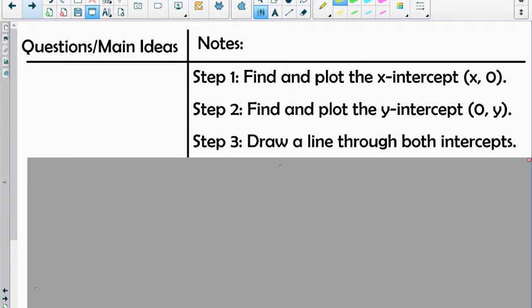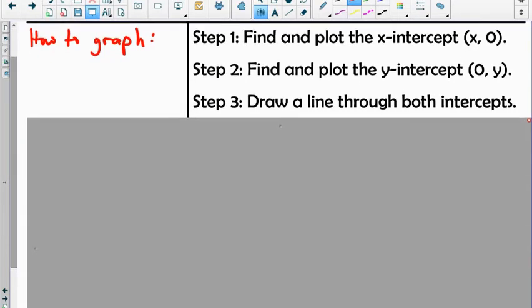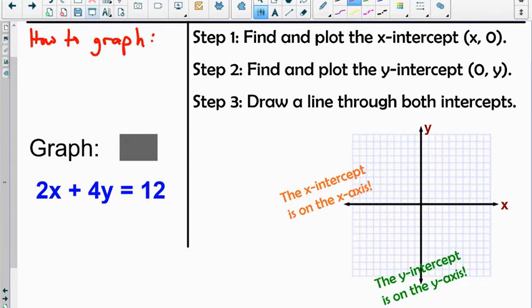So here's how we graph. Your question or main idea will be the steps for graphing. How to graph. Take a minute to copy these 3 steps down. You can pause your video and resume when you're ready. All right, step 1 says to find and plot the x-intercept. Step 2, find and plot the y-intercept. And step 3, draw a line through the 2 intercepts.